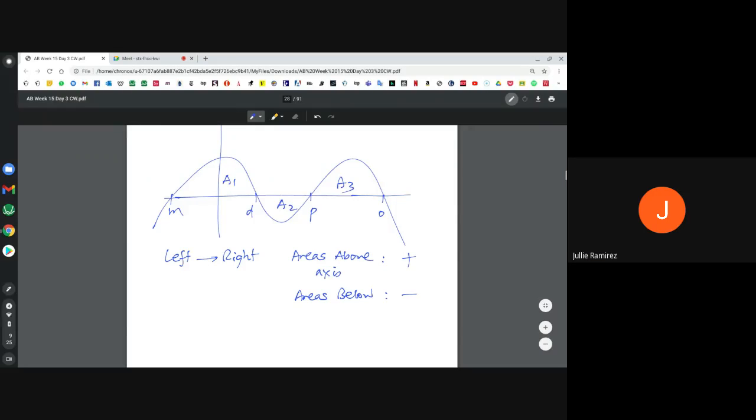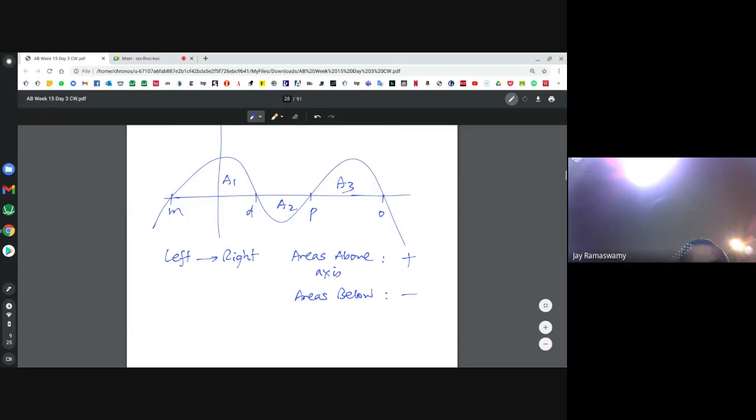Let me do a simple example so you get a feel for this. What's the integral from monkey to panther? It's A1 minus A2. Is that clear? That's monkey, this is panther. Monkey to donkey is A1. Donkey to panther is actually negative A2, and you add up the areas. So your total answer is A1 minus A2.